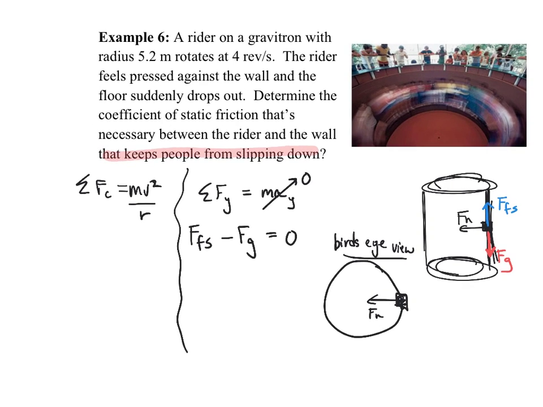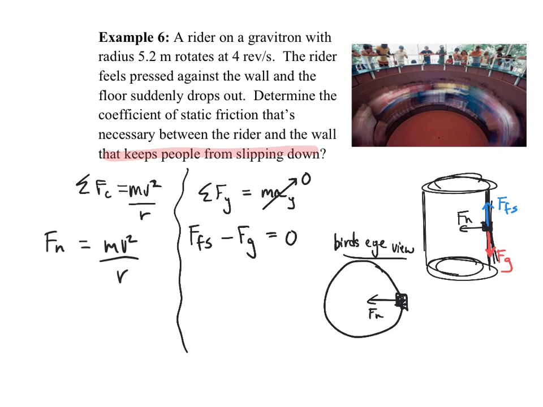In the radial direction, we've got the normal force pulling into the center. Anything else to the center? No. There's nothing. Look at the bird's eye view. The only force that is keeping this person in circular motion is the normal force. And since it's acting toward the center, it is positive. There's no minus anything here, and that just equals mv squared over r.